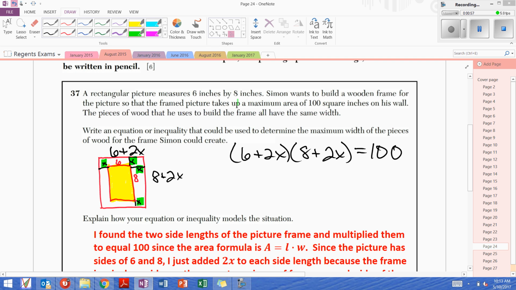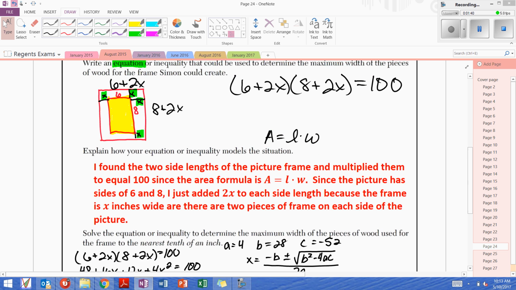They told us that it's going to have a maximum area of 100 square inches on the wall. So a maximum area of 100 square inches with the frame and the picture combined. So I knew that I needed to find both the length and the width of the picture and the frame. That's where the 6 plus 2x and the 8 plus 2x came from. Because the area formula, and I probably should have written this somewhere, area is equal to length times width. I knew the area was already 100, so then I just multiplied the length and the width together to get the equation that they were asking us for.